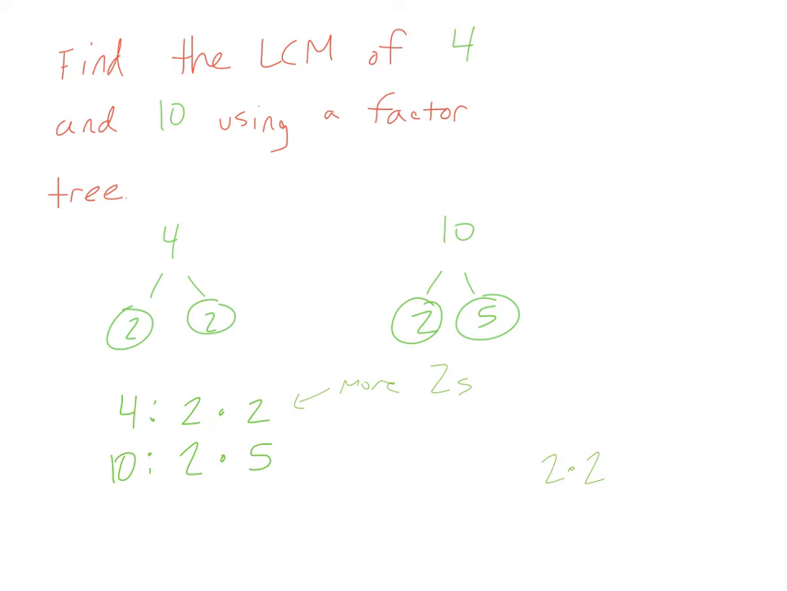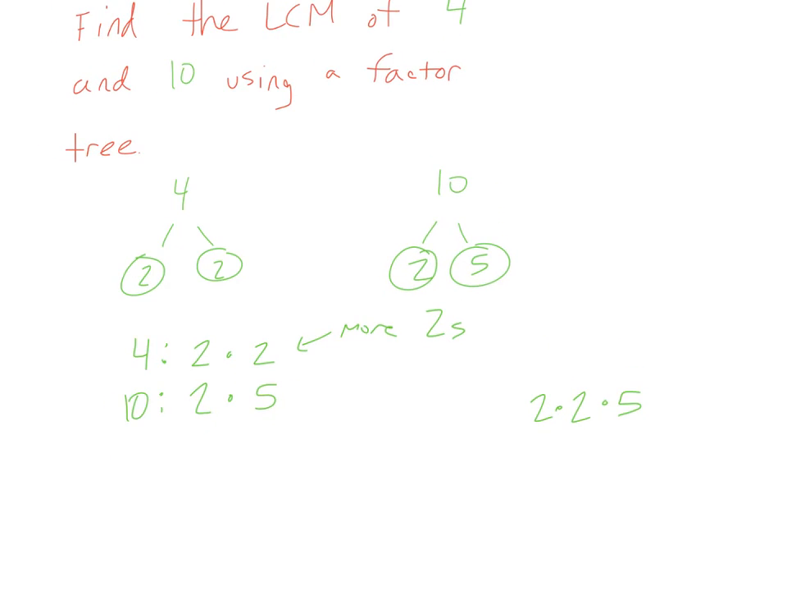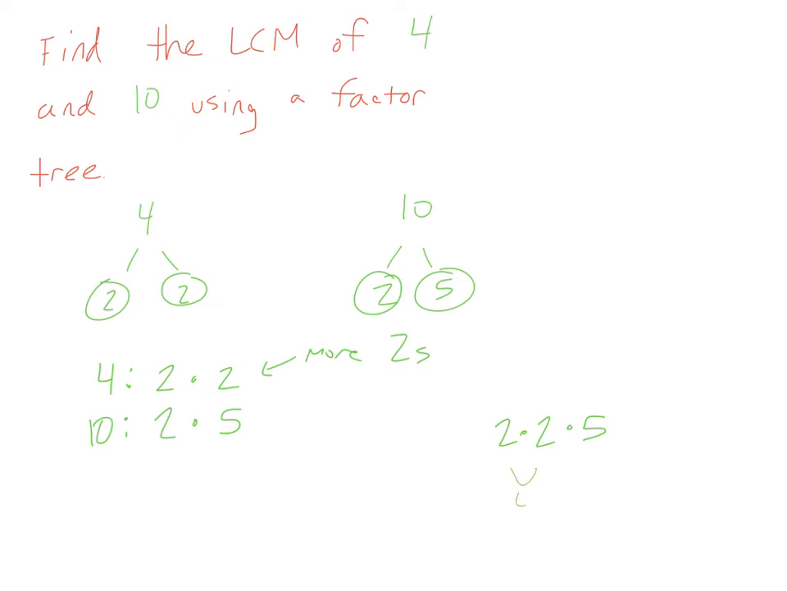All right, cool. Now what about the 5? Okay, well this has a 5. This one has how many 5s? None. So which has more 5s? This bottom list, and how many does it have? It has 1. So we add that 1 multiplied by 5 in there. And then we just go ahead and multiply. 2 times 2 is 4 times 5. 4 times 5 is 20.